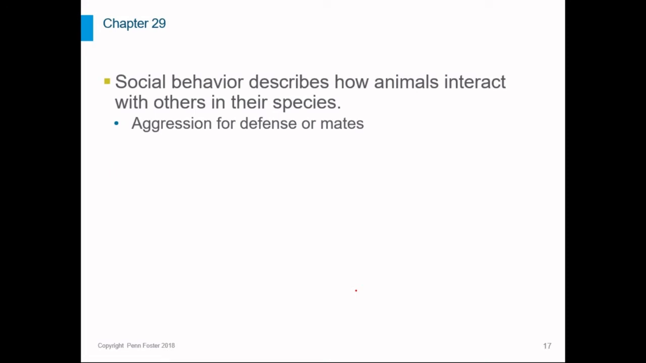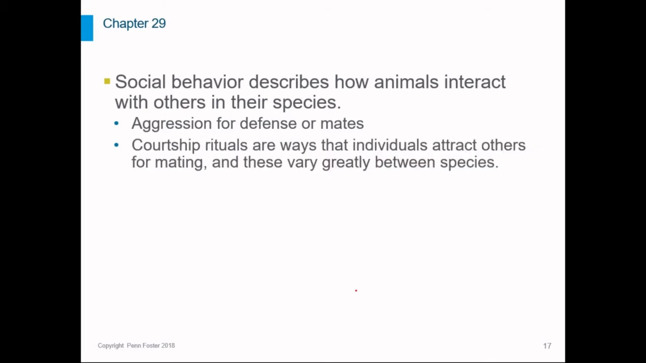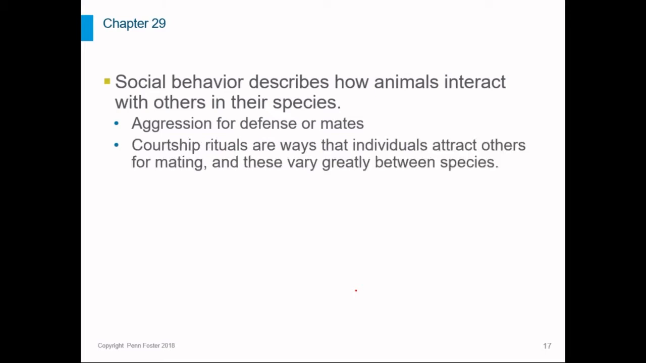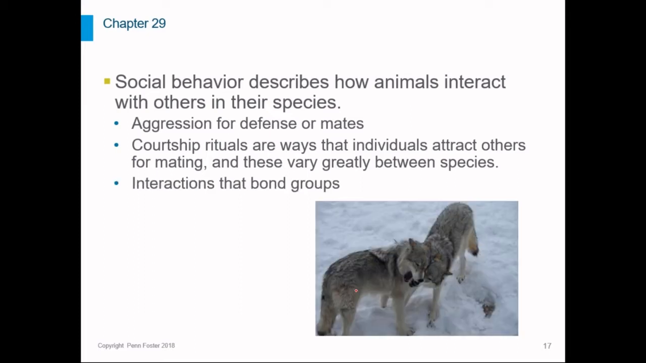Social behaviors describe how animals interact with others in their species. Social behaviors include aggression to defend their territories, defend their families, or dominate a rival for mates. Courtship rituals are the ways that individuals attract others for mating, and these vary greatly between species. Animals that live in groups have interactions that help them bond with each other, such as these wolves playfully chewing on each other's faces.